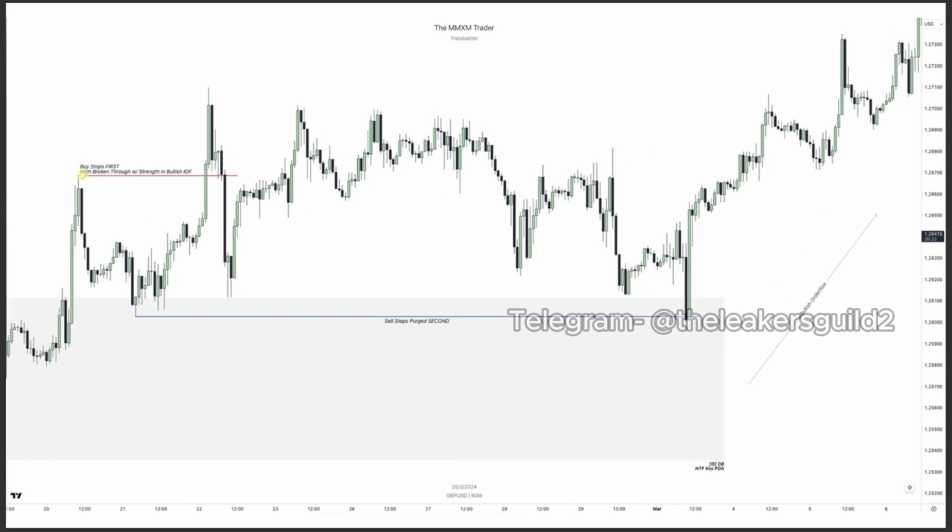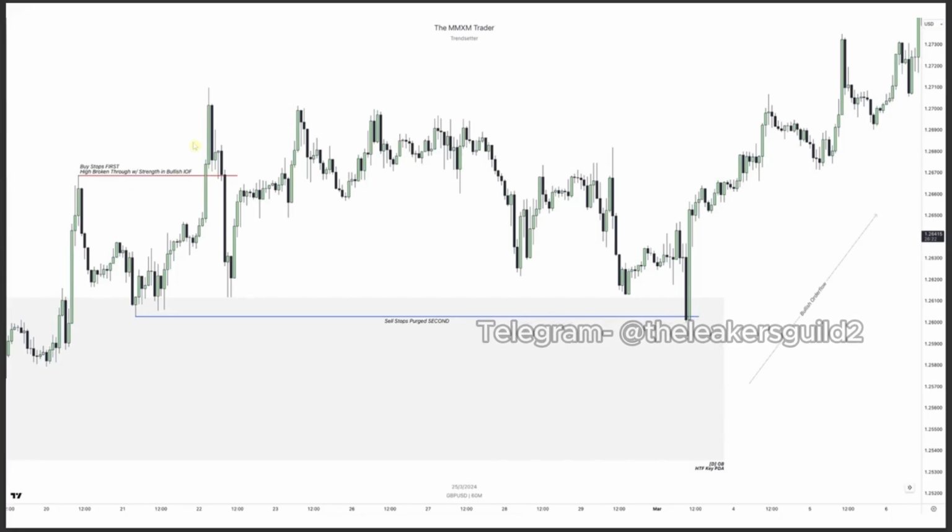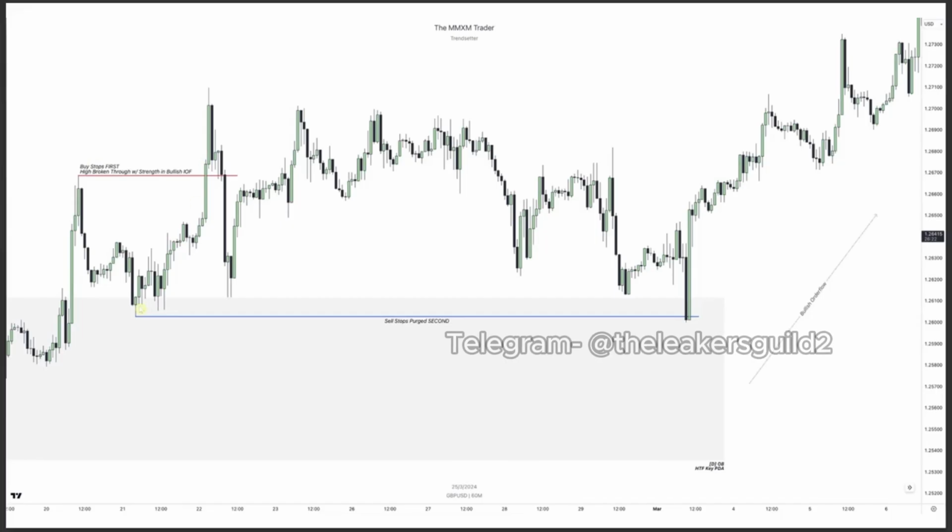Right, we start off with this range high and this range low, right? We could see buy stops are being taken out first over here, and notice how that high gets broken through with strength, right? So that indicates bullish institutional order flow. Now we want to pair up those buy stops with sell stops, right? So we're gonna outline our range low down here, and we're gonna purge that second.